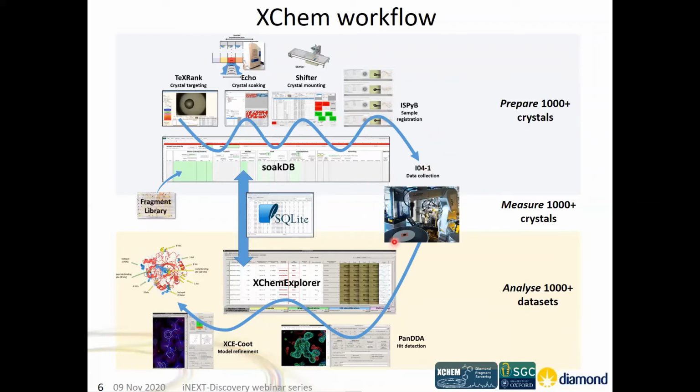So then the crystals get collected. All the auto-processing results from that data collection is passed onto the XChem Explorer, which again talks to the same SQLite database and SoakDB, so that you're now tracking down the compound to the data set. And also XChem Explorer manages all the amount of data that you're creating and launches PanDDA software, which is a software for detecting weak binders in electron density maps, and also has a plugin for Coot to do model refinement. So at the end, you have the full pipeline to hopefully go from the crystal to the structure with all your ligands down.